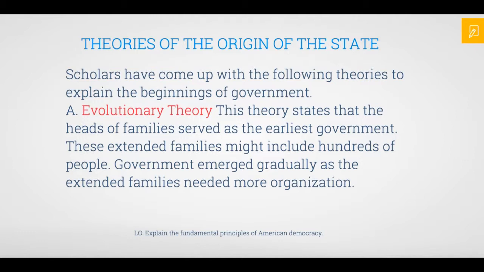So now let's take a look at the theories on the origin of the state. Scholars have come up with the following theories to explain the beginnings of government. A. Evolutionary theory. This theory states that the heads of families served as the earliest heads of government. These extended families might include hundreds of people. Government emerged gradually as the extended families needed more organization.